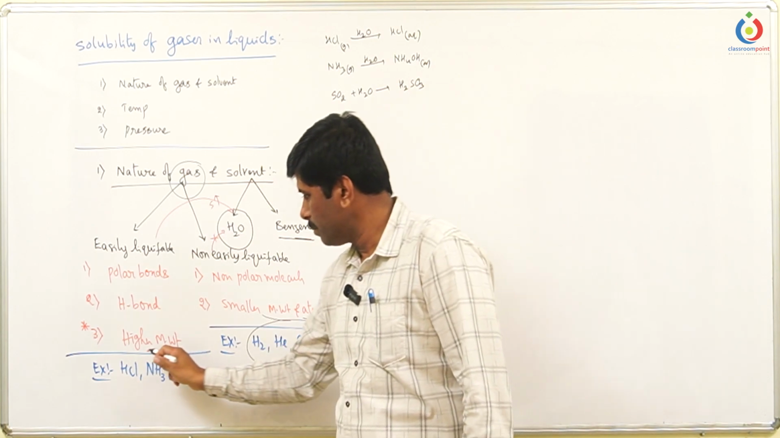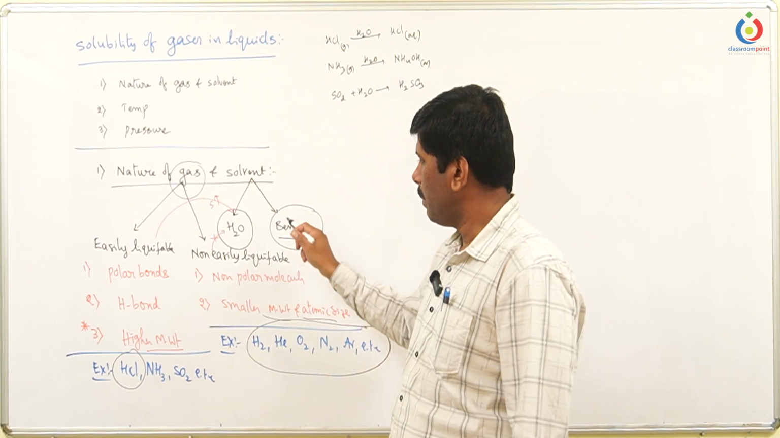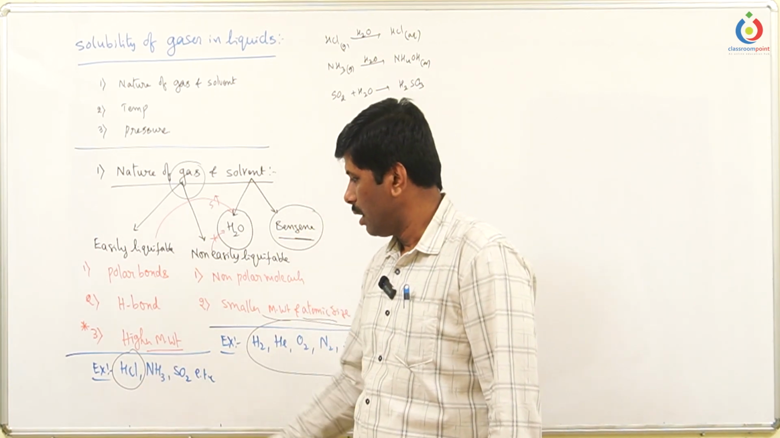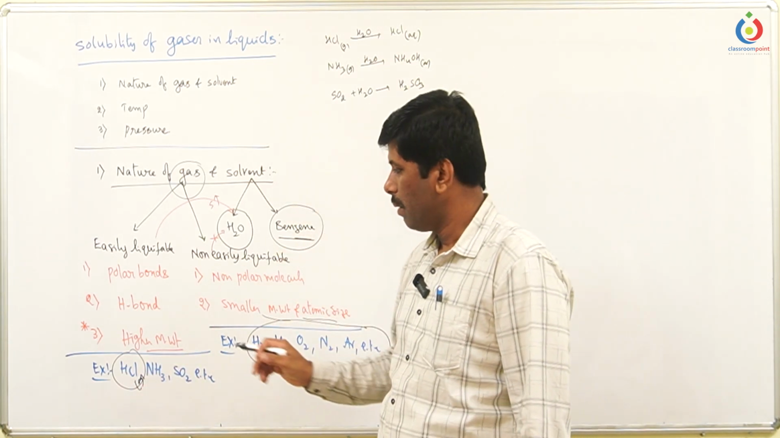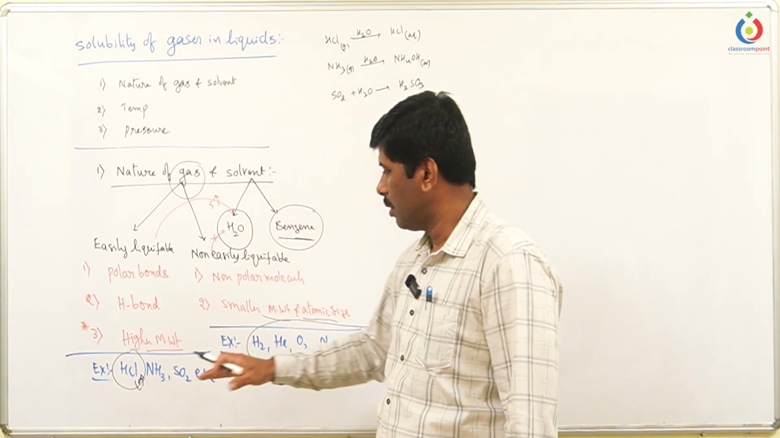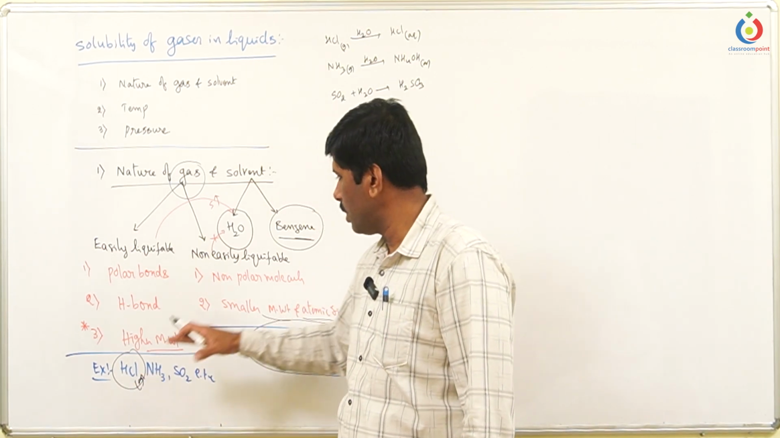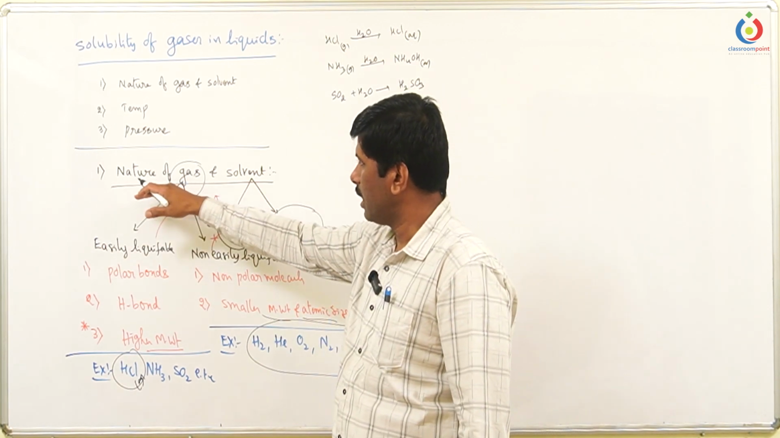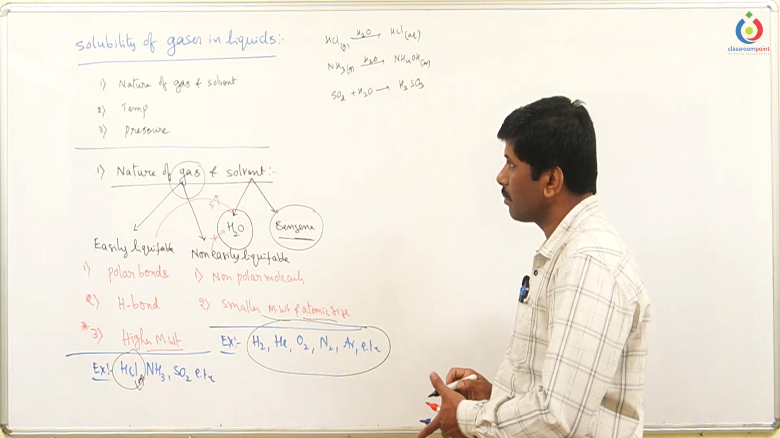Similarly, when you take HCl gas and try to dissolve it in benzene, benzene is a non-polar compound, hydrogen chloride is a polar compound. Then though it is a gas, it is completely insoluble in benzene because of polar and non-polar, that is the like dissolves like concept here. So polar gases are insoluble in non-polar compounds. This is about the nature of the gas, how it is going to decide its dissolution in the given solvent.